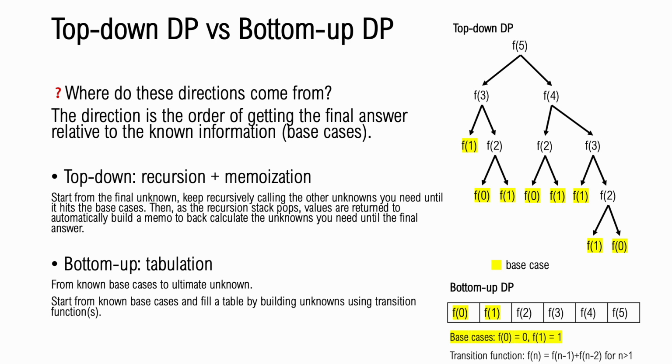And where do these directions come from? What is exactly top down? What is exactly bottom up? Both the top down and bottom up are information processing approaches to get the final answer from the known information. So the direction is really the order of getting the final answer relative to the known information, which are the base cases in the recurrent tree.